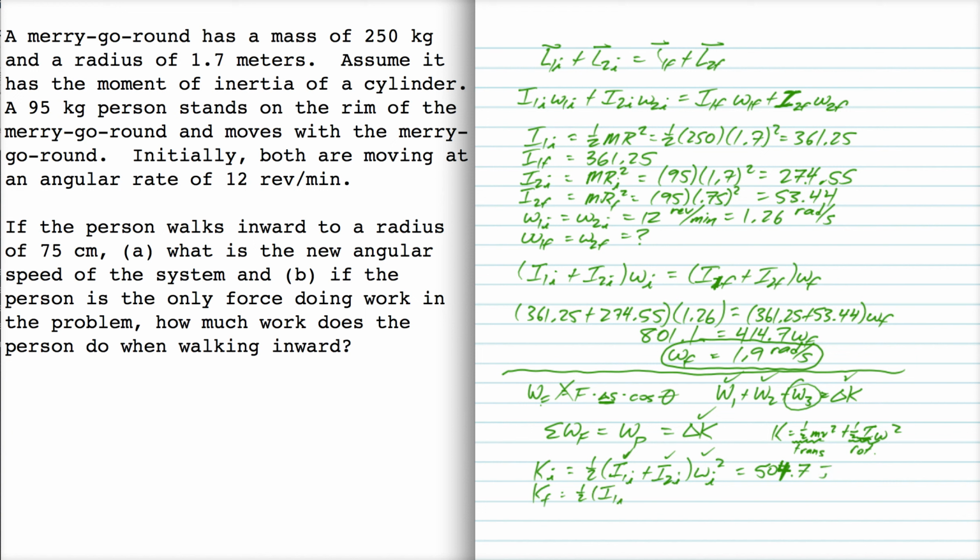Now the final kinetic energy, 1/2 I1F plus I2F omega F squared. Again, plugging in my value for omega F here and my values for I1F and I2F, I get 748.5. And so the change in kinetic energy, the work done by the person, is equal to Kf minus Ki, and that's about 240 joules. So there's your answer.